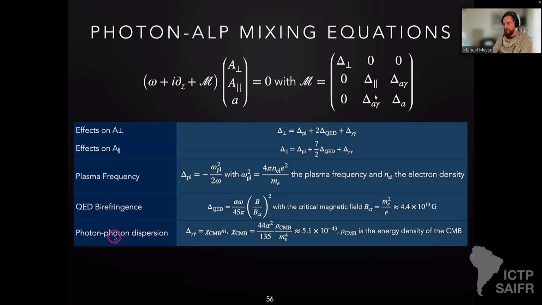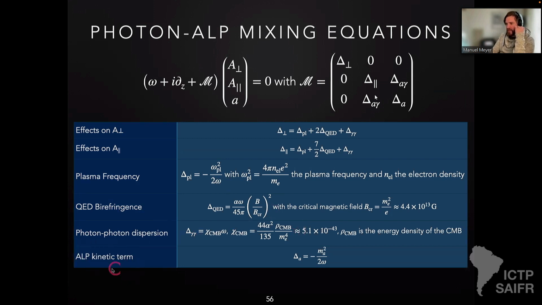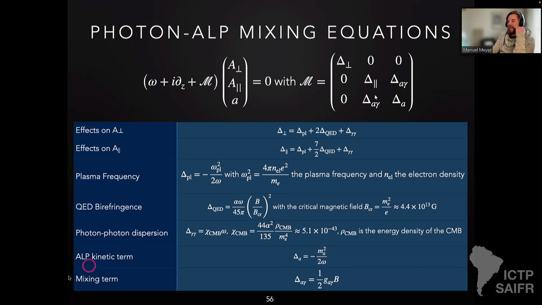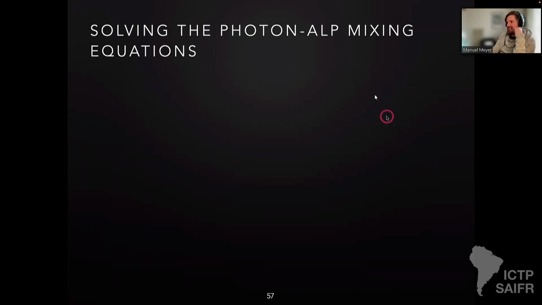Then you have what is called photon-photon dispersion. If you're propagating in a background photon field, these photons can then again interact with the photon. This is given by this term here, and will not be so important in this discussion. Then you have the ALP kinetic term. This is this last off-diagonal term with just the axion mass. And then in the end is the mixing term, and this is what is important to us. You see the mixing is proportional to the coupling and the magnetic field. Okay, lots of algebra.